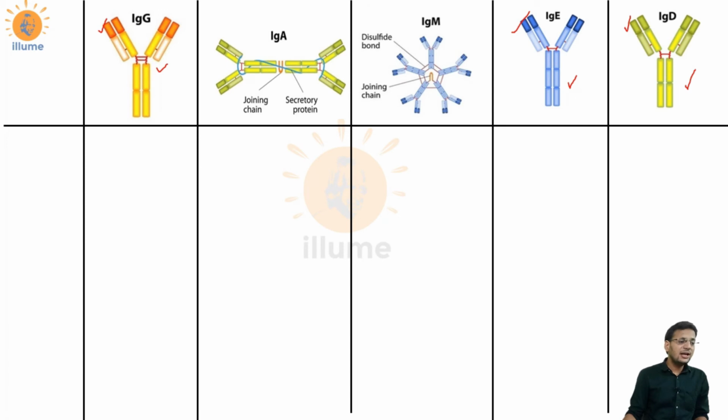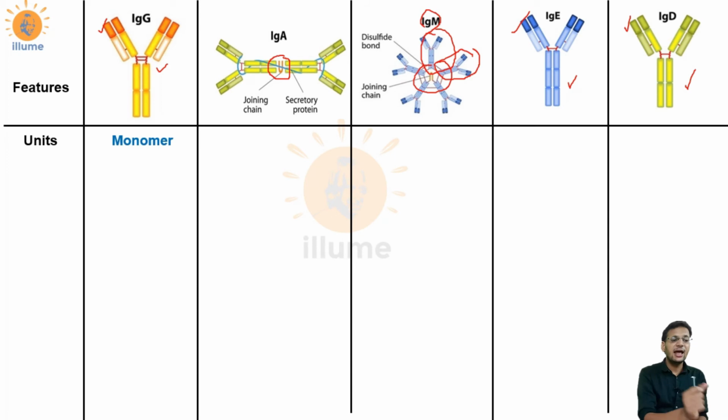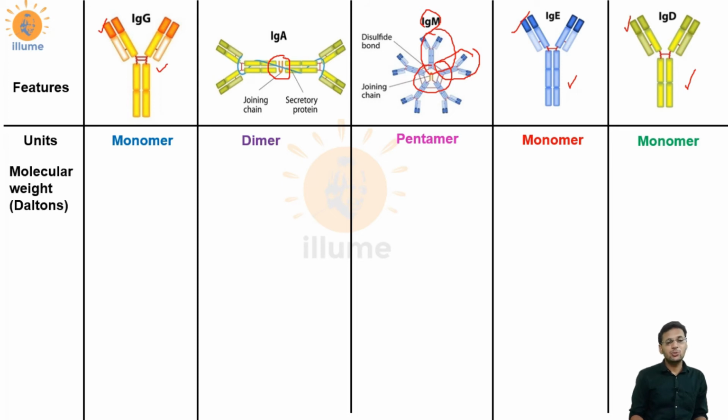If I talk about IgA, then in this figure 2 molecules of antibodies have come together and been joined by a joining chain, so I can say it is a dimer. If I talk about IgM, similarly in this case 5 different antibodies have joined together, so I can call it a pentamer. So IgG is a monomer, IgA is a dimer, IgM is a pentamer, IgE is a monomer, and IgD is again a monomer.